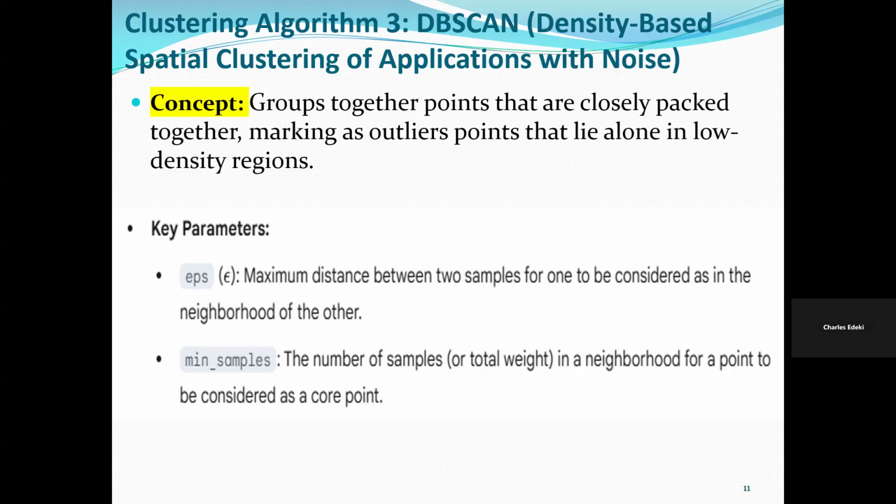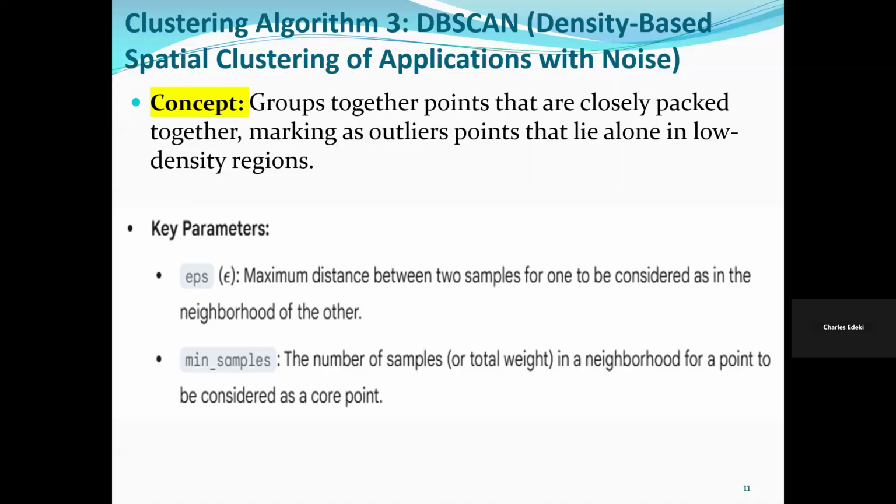One thing we can say here also, this is very good, and that's what we are saying here: group together points that are closely packed, marking as outliers points that lie in a very low density region. So it's very easy to identify outlying points. Normally they will be way out, where there is way less density.